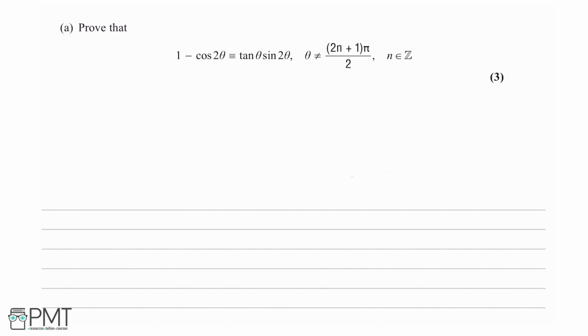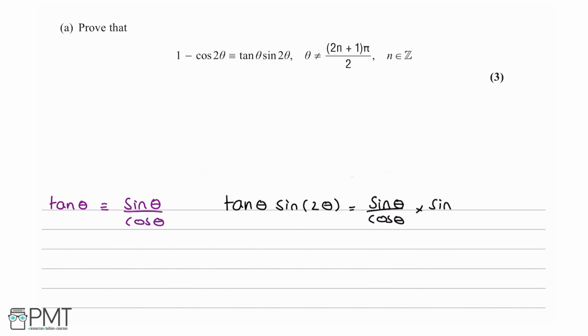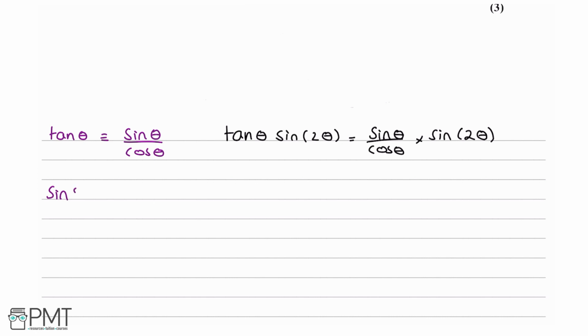The first thing I'm going to do is use the identity that tan theta is identical to sine theta over cosine theta. So what this means is that tan theta sine 2 theta equals sine theta over cosine theta times sine 2 theta. The next thing I'm going to do is use the identity that sine 2 theta is identical to 2 sine theta cosine theta. And what this means is we have sine theta over cosine theta times 2 times sine theta times cosine theta.